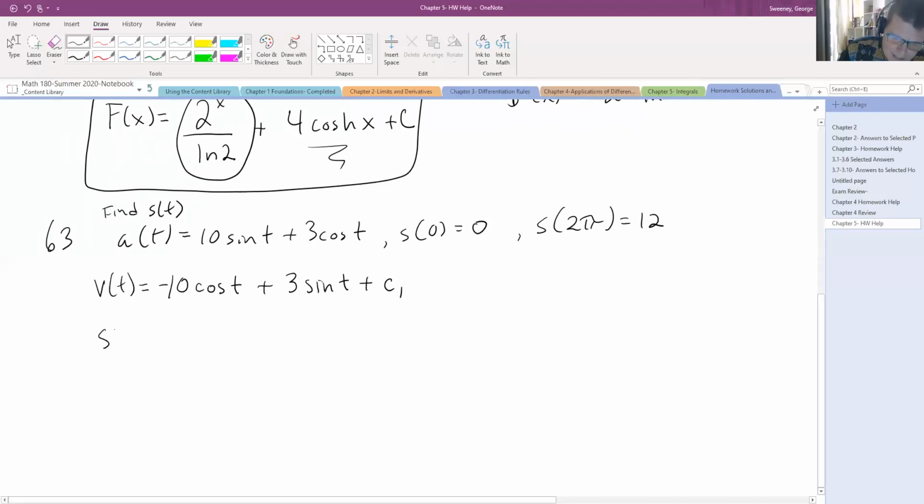Because that is the first antiderivative that we have to take. Now to find s of t, we're going to take the antiderivative of negative 10 cosine t. So that's going to give me negative 10 sine t. Minus, right, because it's now going to be minus 3 cosine t, because the antiderivative of sine t is negative cosine t, plus C1 t plus C2.